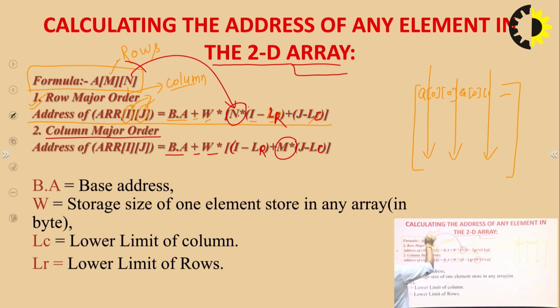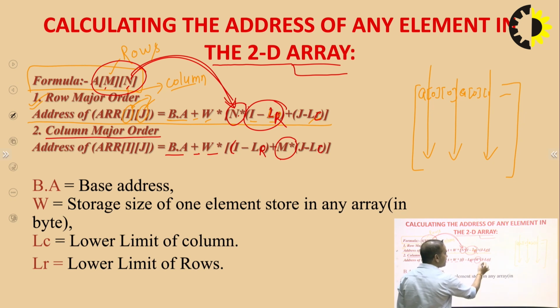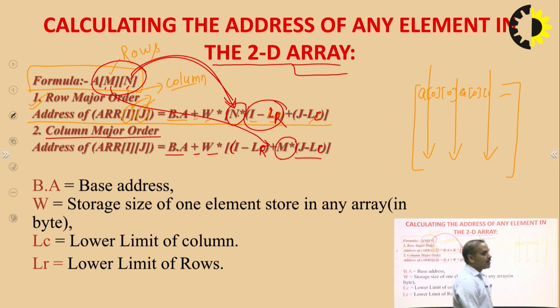This is the given original matrix in which M is the row and N is the column, and we are using row major order. In row major order, in row we have to multiply the column. In column major order, in column we have to multiply the row. This is the reverse condition. In row major order, row multiplies with column, and in column major order, column multiplies with row. This is the main formula which is used to calculate the address of a 2D array.